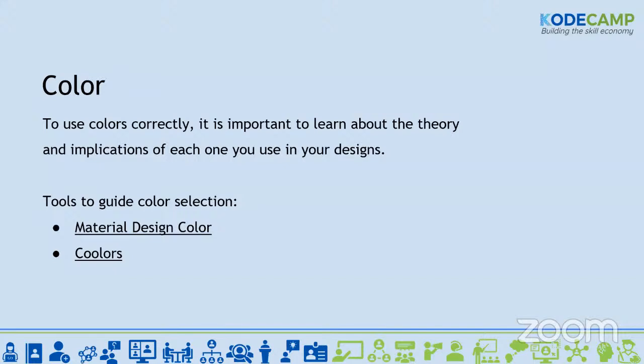So color. To use color correctly, it is very important to learn about the theory and implications of each one that you use in your design. Now, there's what we call color theory. Just like design, we talked about color psychology. There's what we call color theory, and this is the art and science of using colors. It actually explains how humans perceive color. Color theory also involves the message that colors communicate and the methods used to replicate these colors.